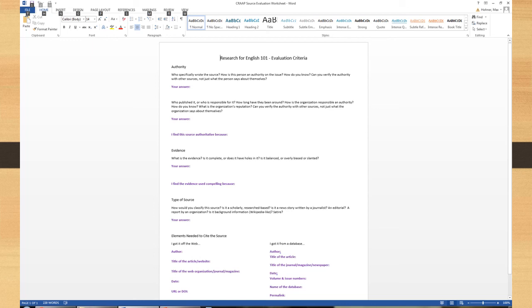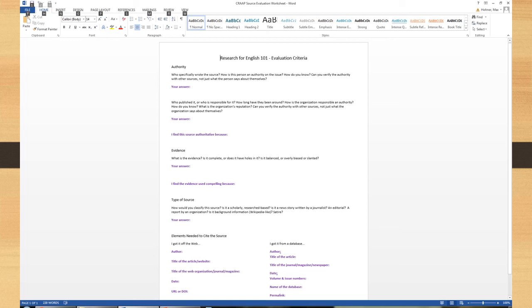This worksheet is really a way to do the CRAP test, and I actually got this from the EW library. So if you look at this, you can see at the bottom, there's some places to just put in the information about the article, but at the top, there's several questions. The authority, so who wrote it, who published it, and then the evidence, what kind of evidence do they use?